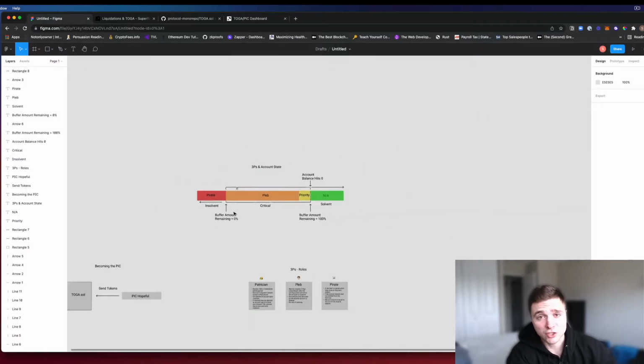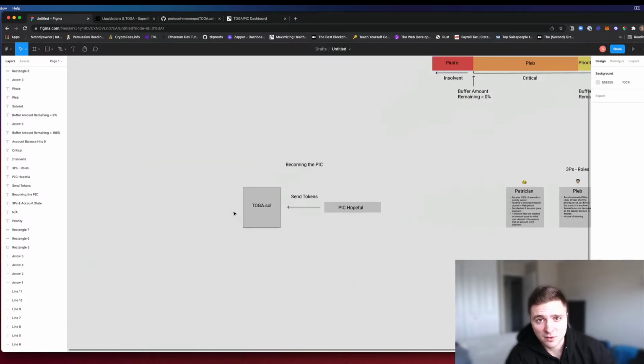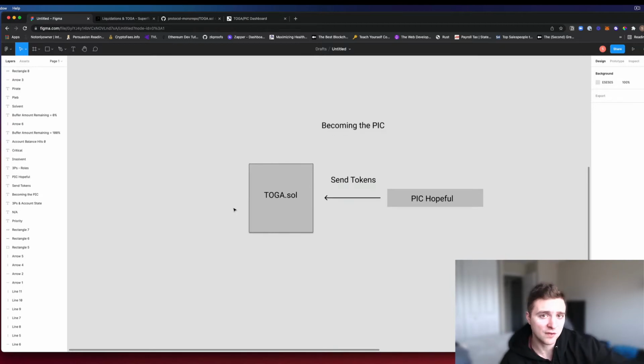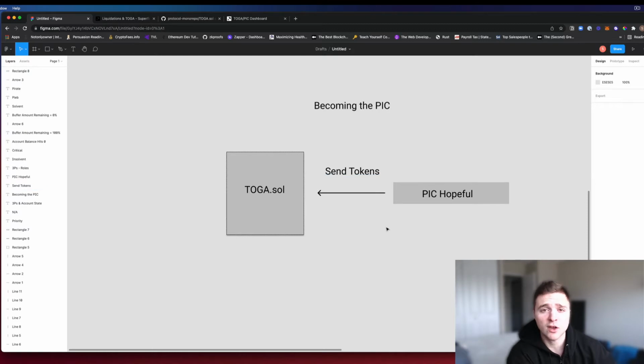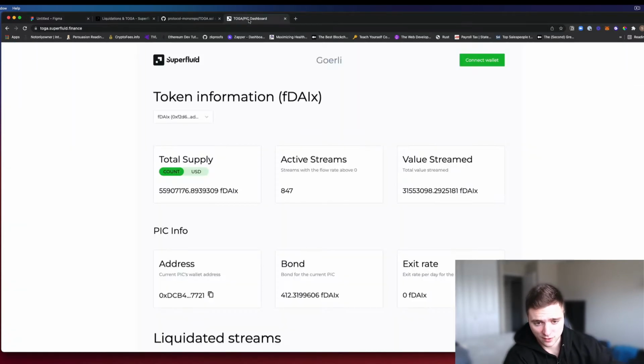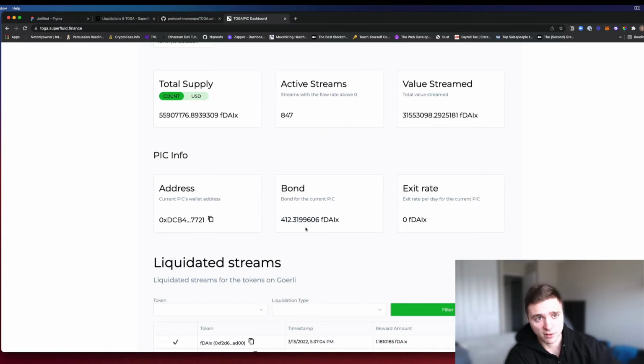is, I mentioned it's a transparent ongoing auction, so anybody can become the PIC at any time if they're willing to stake more than the previous PIC. And it's quite simple, right? So you're a PIC hopeful, you're not the PIC yet. You send tokens to the Toga.sol contract, and if it's greater than this amount, you become the PIC.